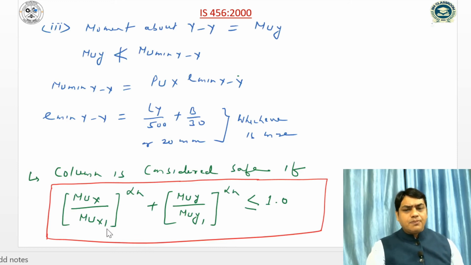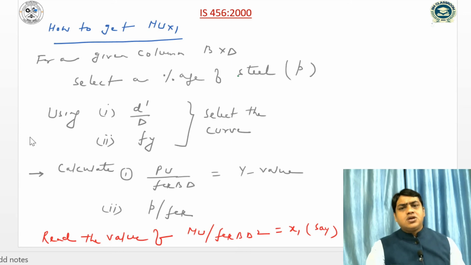So Mux1, how to compute this Mux1 or Muy1? This Mux1 or Muy1 can be computed with the help of the interaction curve. So for Mux1, for a given column b by D, select a percentage of steel p, and using d dash by capital D and fy, select the curve and calculate the value of Pu by fck bD, that is the y value, and p by fck. With the help of this, select a curve and read the value of Mu by fck bD square. Let us assume the value is x1. So Mu can be computed as x1 into fck bD square, and this Mu will be the Mux1.